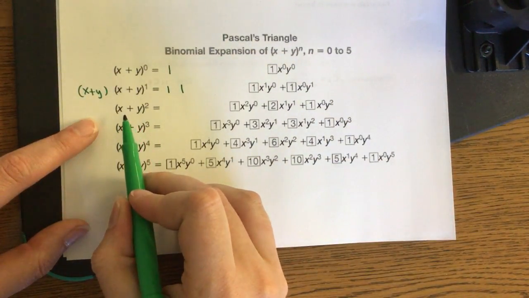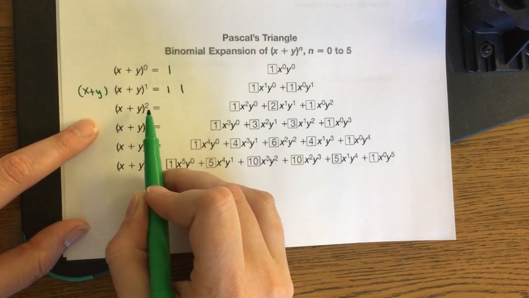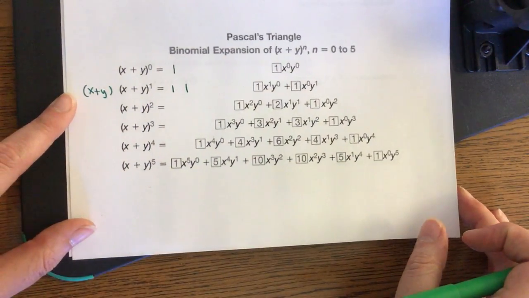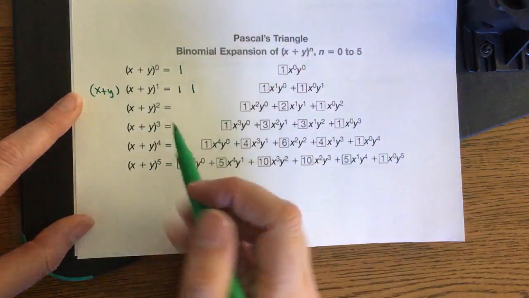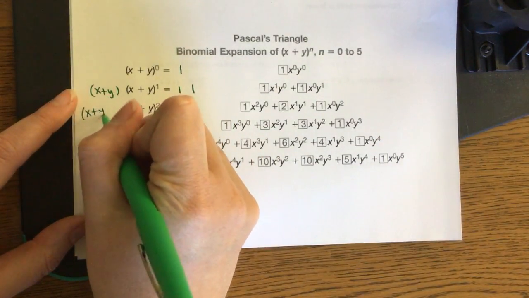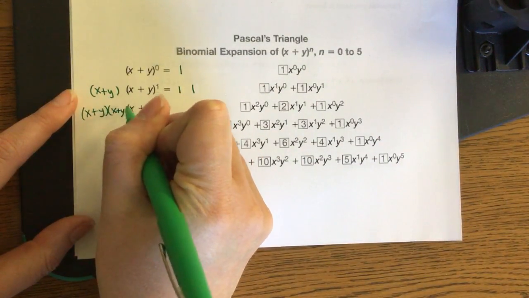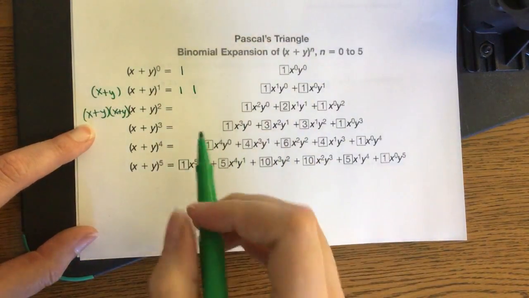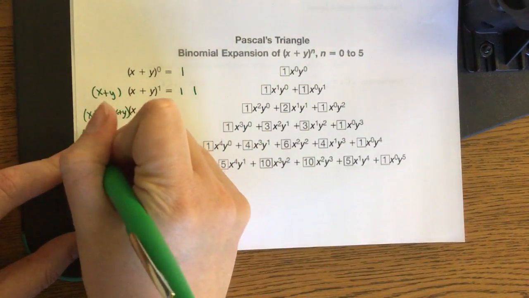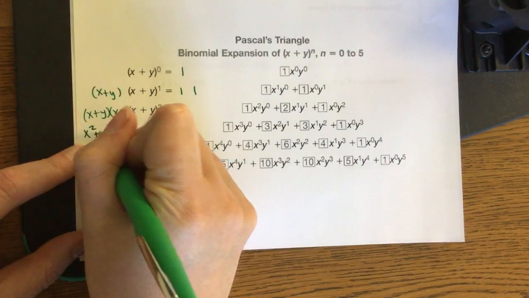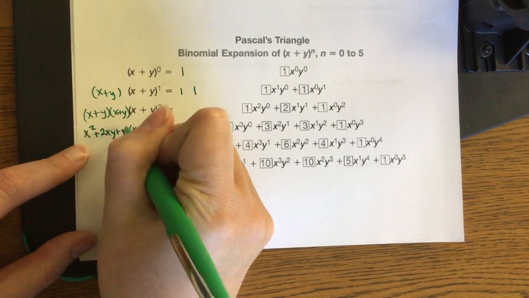All right, well, what if I take (x + y) squared? Well, in algebra, anytime we square something, that ultimately means we have to FOIL. So when I take (x + y) times (x + y), and I FOIL all that together, I get x squared plus 2xy plus y squared.